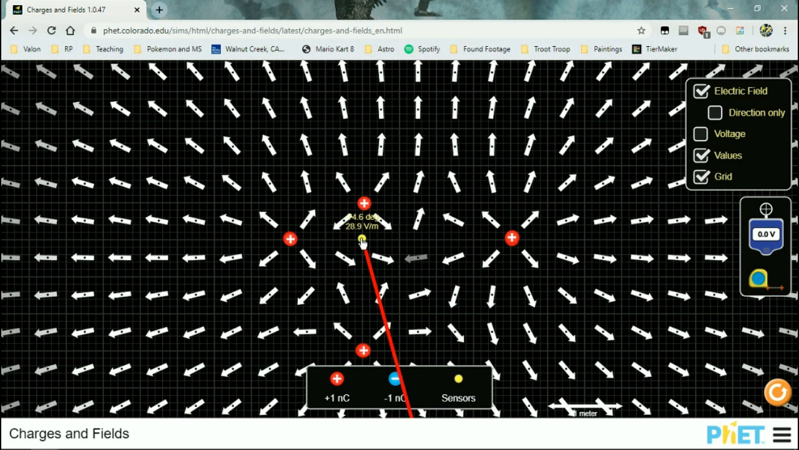But instead, what if I asked you to just find the voltage? What is the voltage at this position? Now, you still have to start the same way. You have to find the voltage caused by each one of these charges at that distance. Let's do that first.